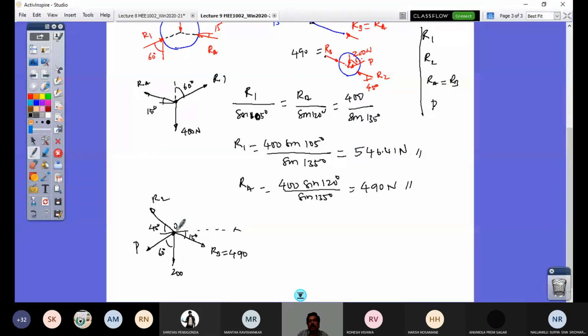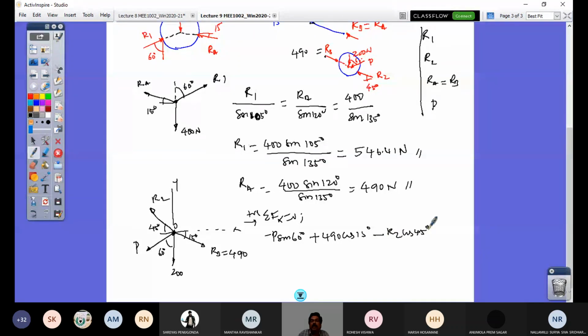Let me write the equation of sigma Fx equal to 0 using this. That would give: minus P sine 60, this component to the left, plus 490 cos 15, minus R2 cos 45, equal to 0. The 200 Newton is vertical, so it would not participate. All 3 are inclined, so I have 3 components. This is my equation 1.